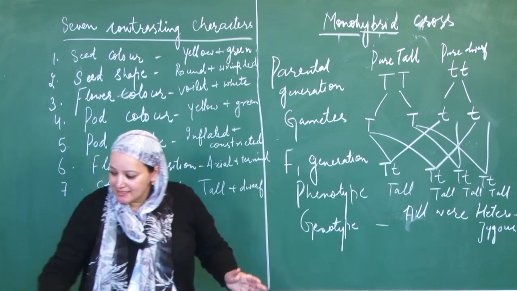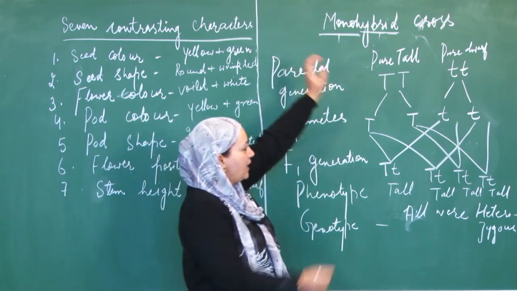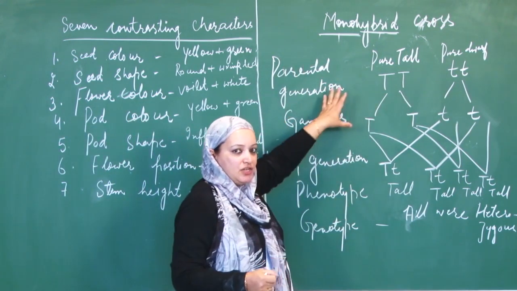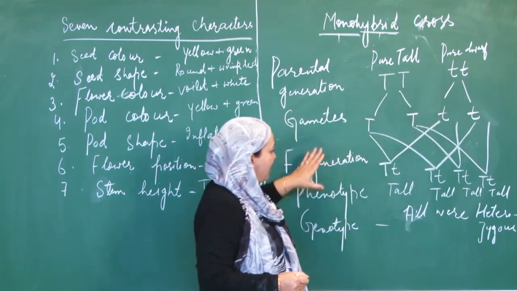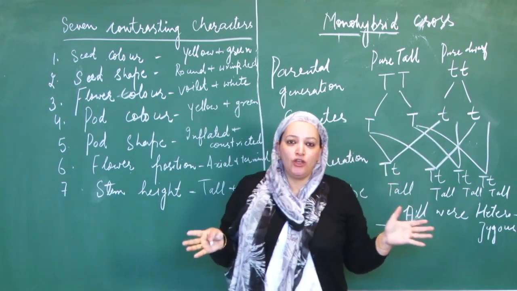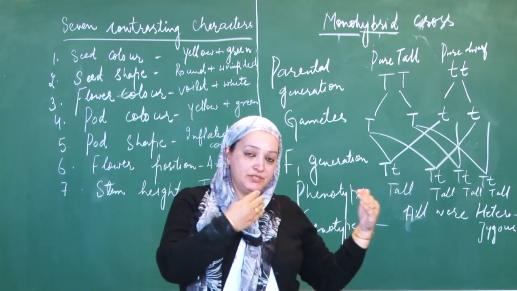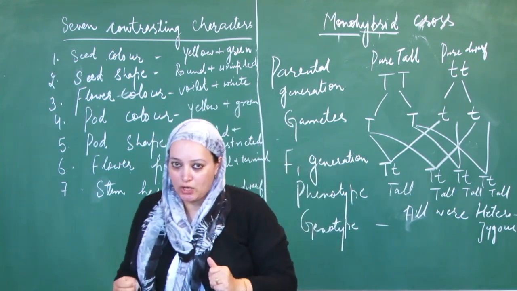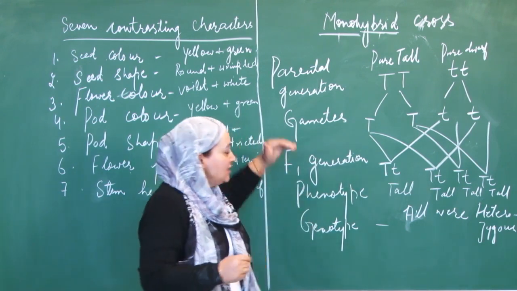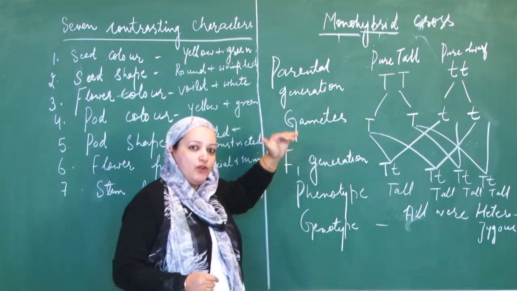So what does this indicate? You have seen the parental generation were pure tall and pure dwarf, but the F1 generation, although physically all of them were tall, genotypically none of them was pure tall. So what does this indicate? This indicates the first law of dominance.